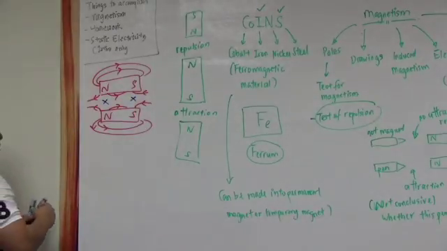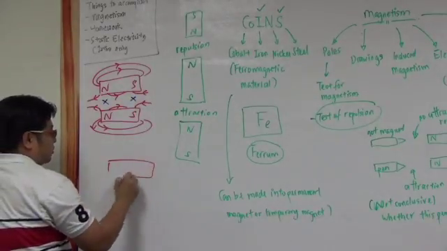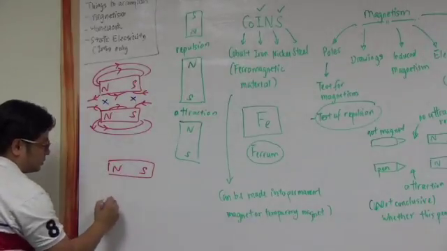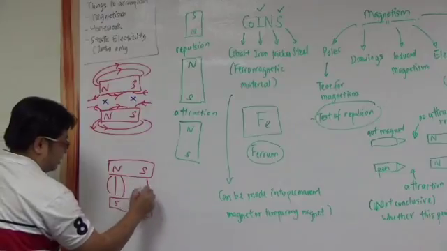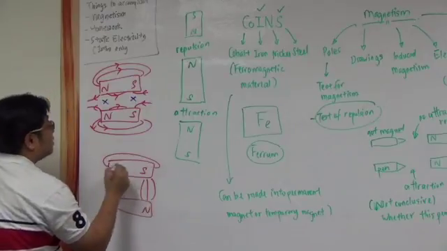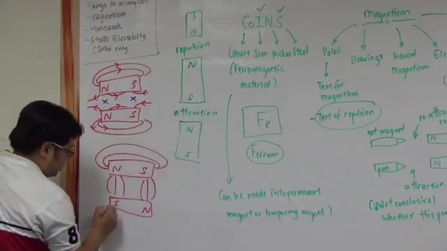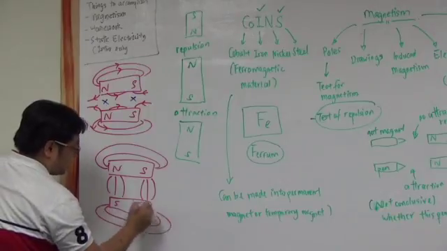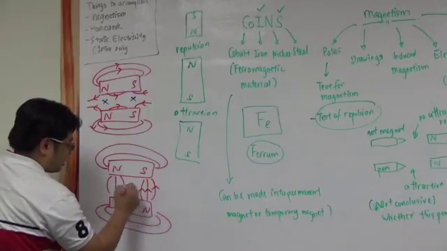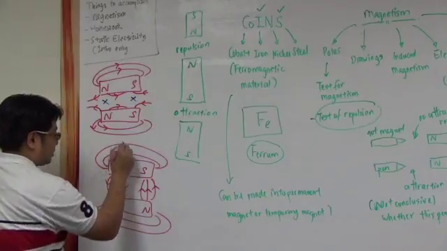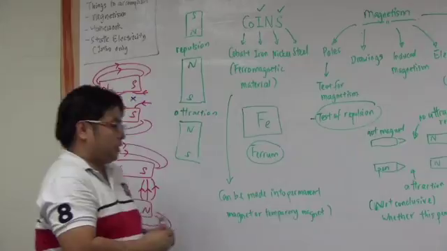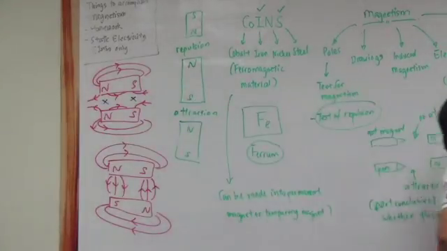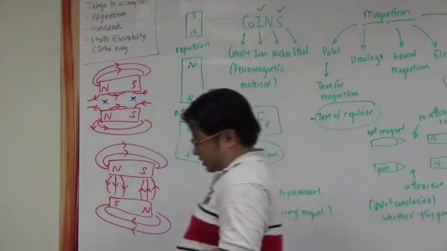And the last drawing is when there is a north-south and south-north. So this part, there is attraction, attraction. So make sure that you draw the arrows carefully. So 1, 2, 3, 4, 5, 6. 6 drawings. I only draw one.